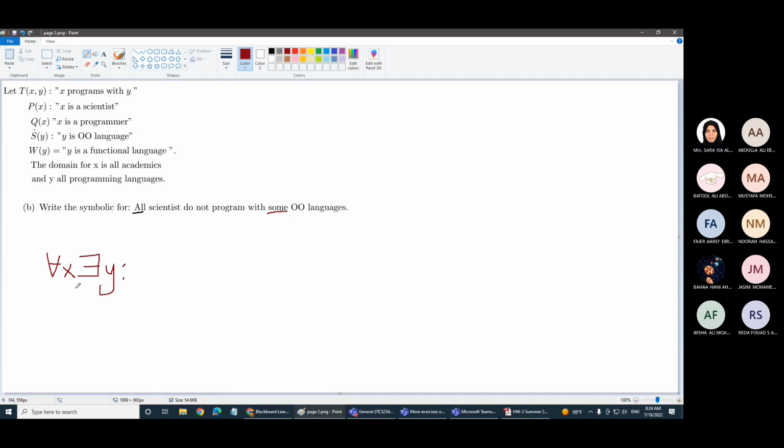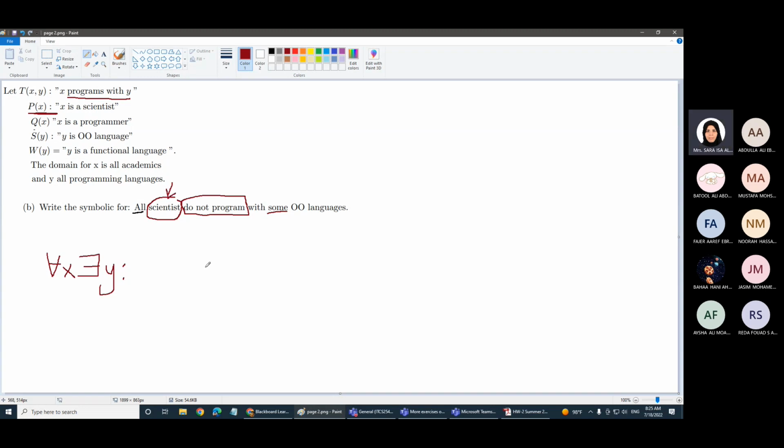Now here they use the connector in the middle: do not program. This is the connector, because it said here T(x,y) programs with, so they do not program with. If you look at the first quantifier, all, there is a word here. Our domain is academics, but they write scientist. They are using B(x) as an adjective. They did not say scientific academic, but it's readable that they mean the academic people. So here they said all scientists. So this is an adjective now.